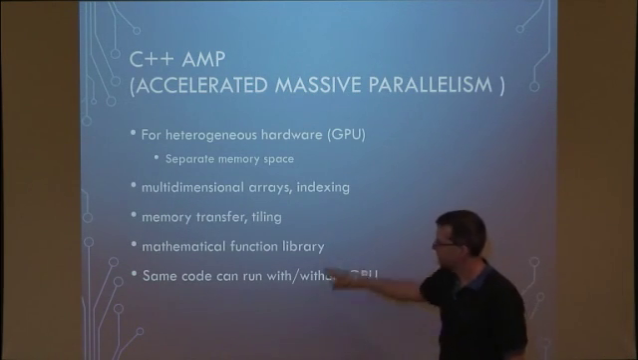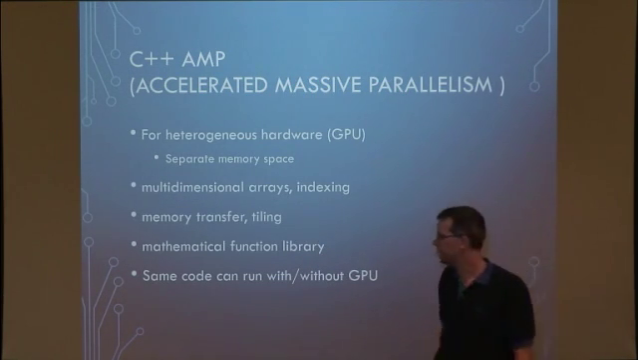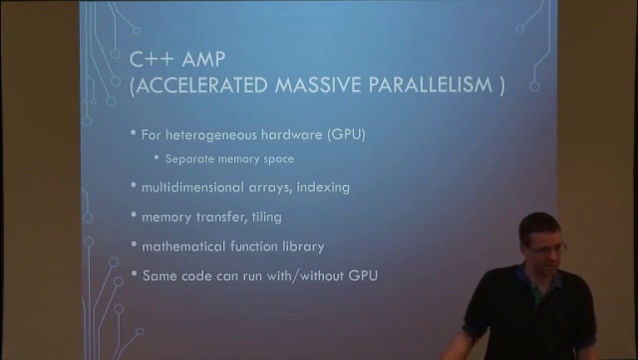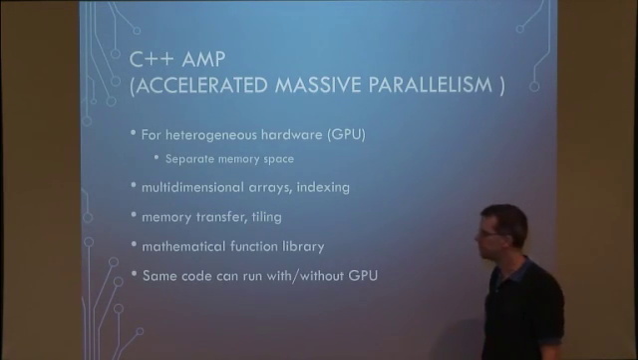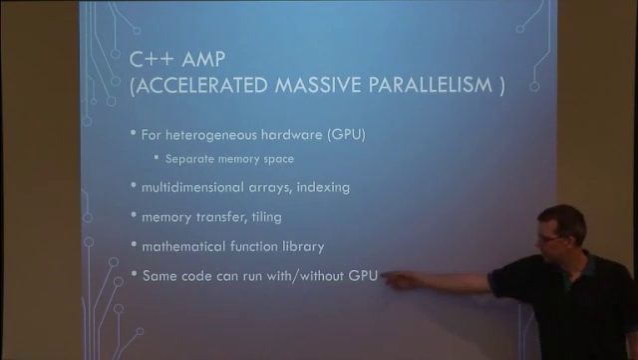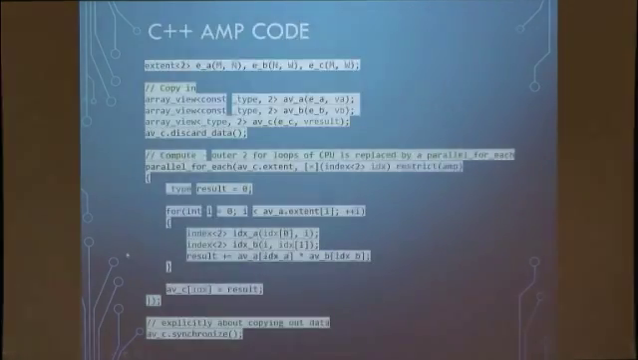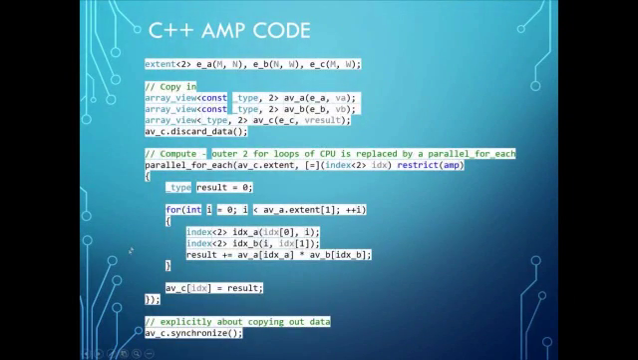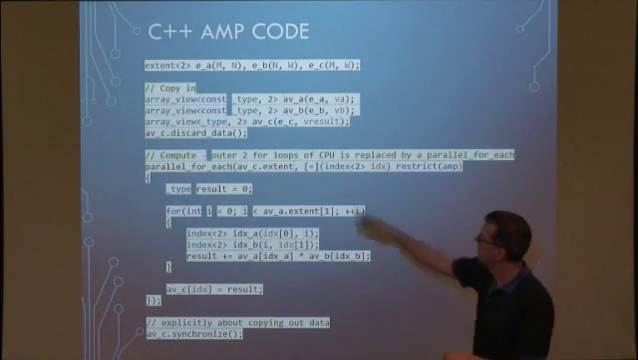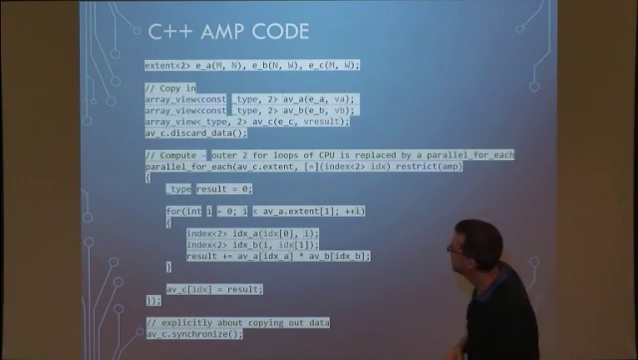It also does tiling, which is much like the blocking that I showed you previously, but for GPUs, it's done in a slightly different way because it doesn't have all that cache that's used automatically for you. Mathematical function library, and like I said, the same code can be run on the GPU or the CPU. So this is what C++ AMP code looks like. The top line there, extent 2, says it's a two-dimensional entity.